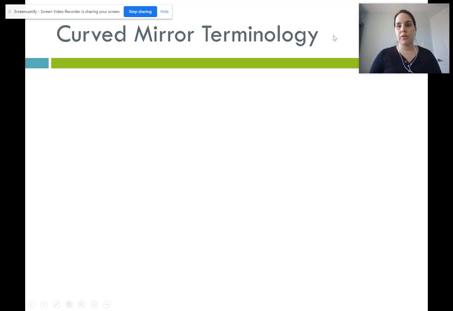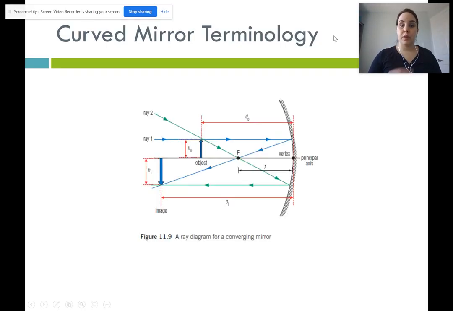Okay, so we have to go over some curved mirror terminology. This looks really confusing. It's a diagram for your textbook, but if we break it down, it's not that bad. First thing in this image here, this curve right here, that's the mirror itself.